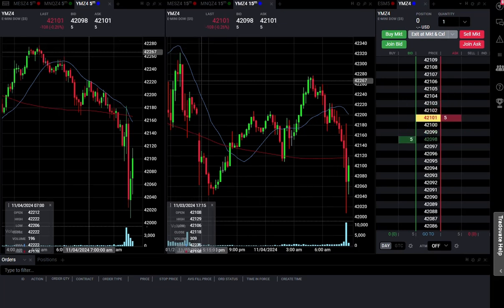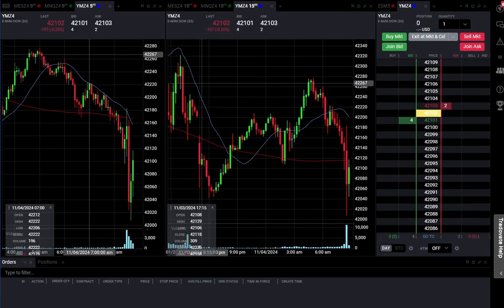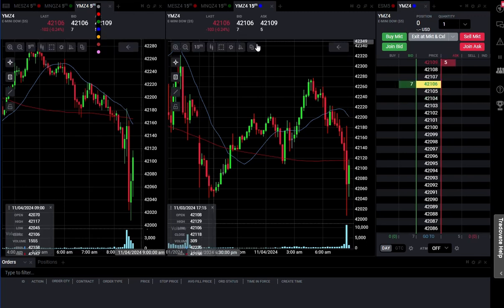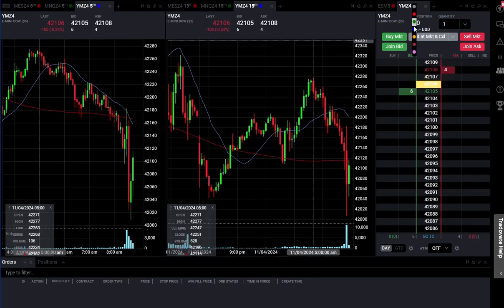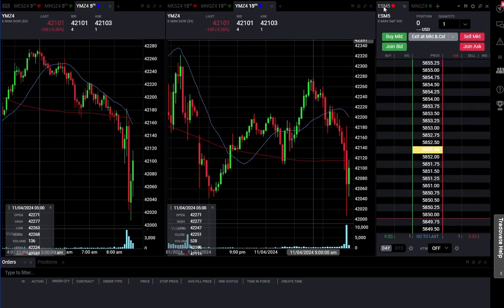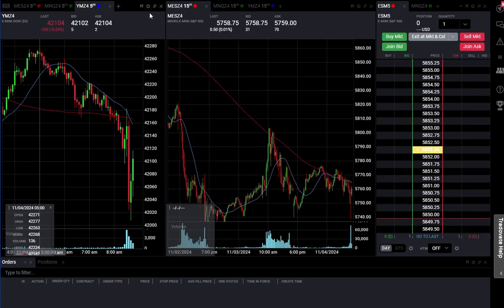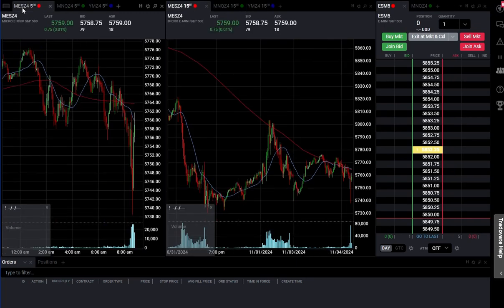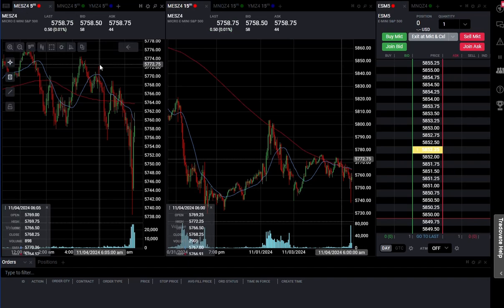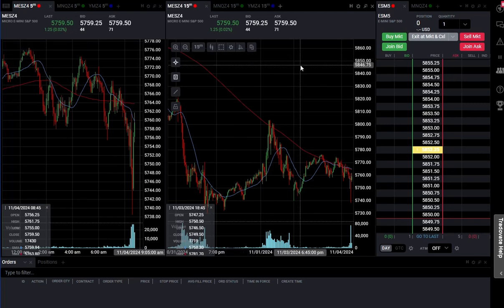Hey, any Trade of 8 users out there? I was watching videos on the platform, and I was thinking that if I had the charts and the dome all the same color, that would link them. And when I clicked on the ES, my charts would change over to the ES as well, but I've got to manually do all that. So if anyone knows how to link these charts to the dome, leave it in the comments below. I would greatly appreciate the help.